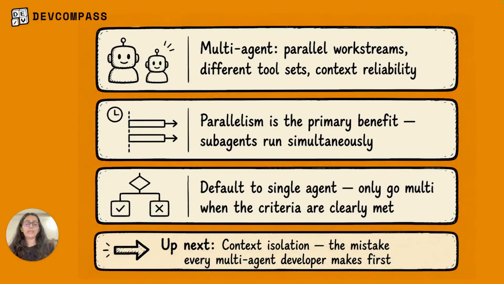In the next video, we're going into the most common failure mode in multi-agent systems, the one that almost every developer hits on their first build. It's called context isolation, and it's about what happens when you assume sub-agents can see things that they actually can't. So weird, right? But I will see you in the next video.